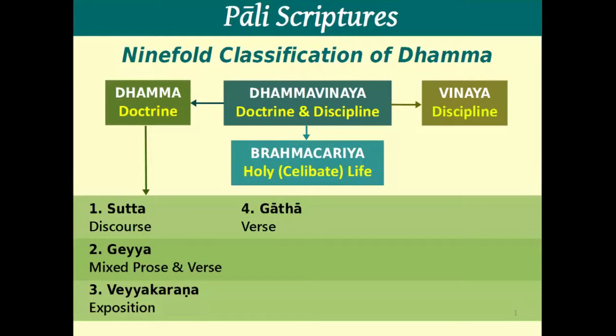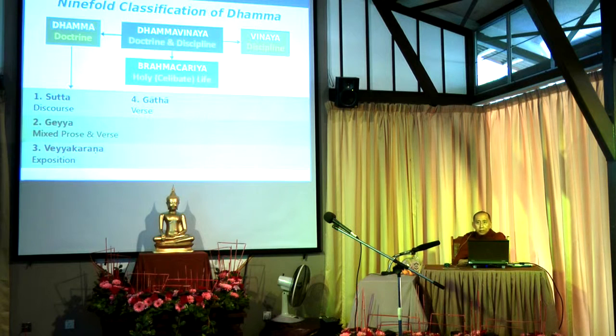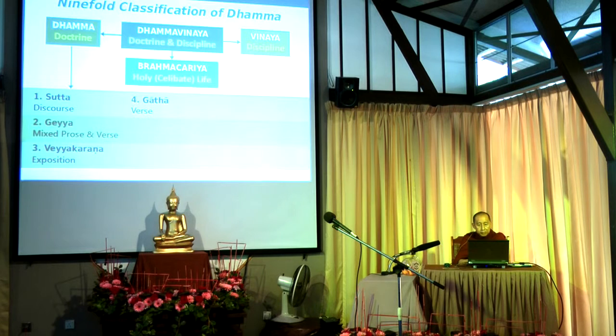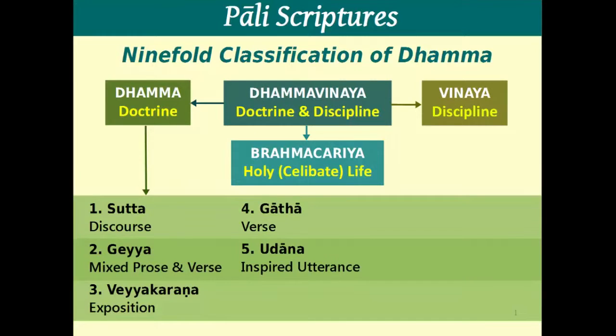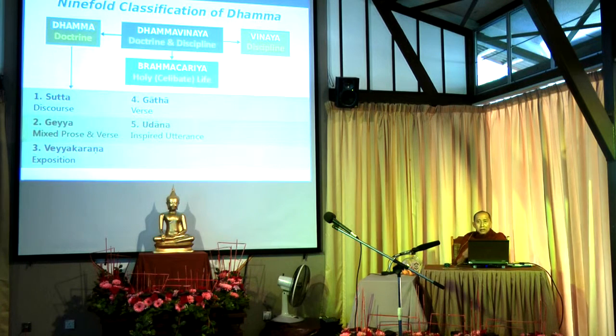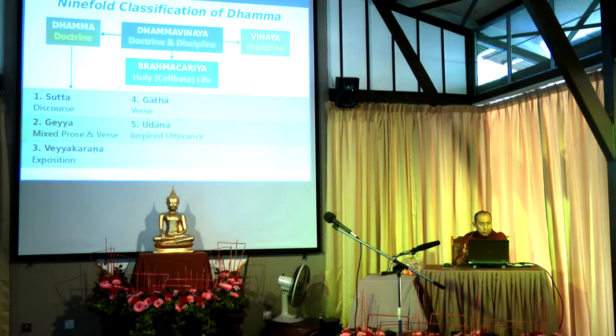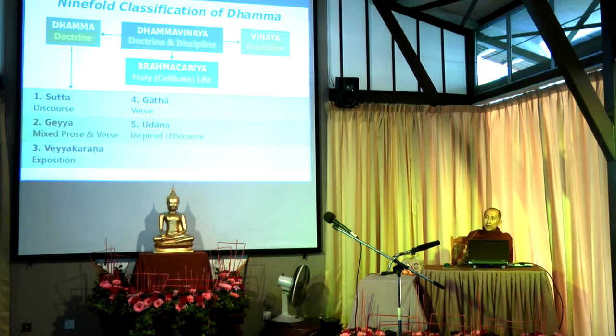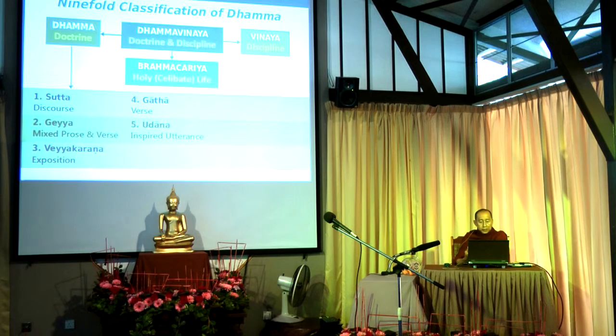We also have gatha, which are just verses. For example, Dhammapada, Ratana Sutta, Mangala Sutta, Metta Sutta. These are just gathas. Then we have Udana, inspired utterance. This would refer to a certain type of discourse whereby the Buddha, when he observes something, then he would utter some words. For example, he would see this particular thing from the Udana.